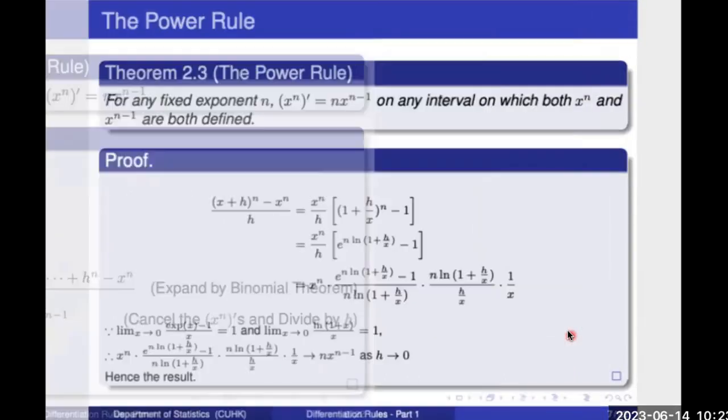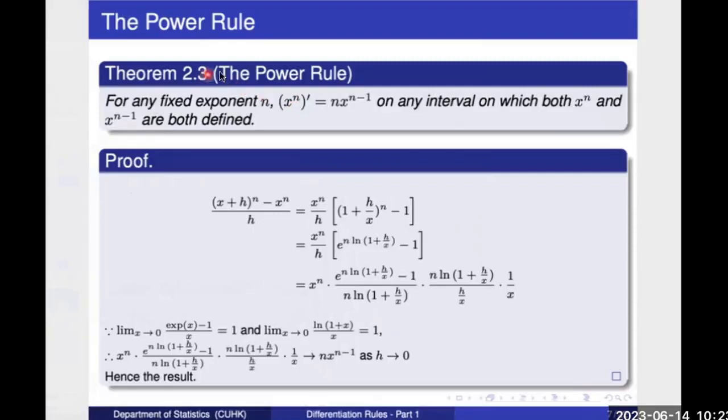Theorem 2.3 extends the power rule for any fixed exponent n where both x to the power n and x to the power n minus 1 are defined. Similarly, the proof involves using exponential functions and limits. Note that we have used two special limits as shown on screen.